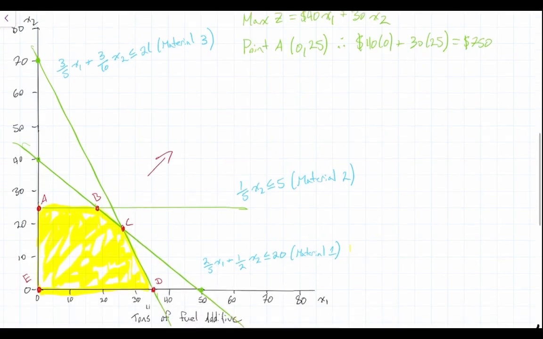Let's look at point D. Point D intersects at point 35, 0. Again, we covered this in a previous video, so please see the previous video. So we get 40 times 35 plus 30 times 0, which gives us 1,400.